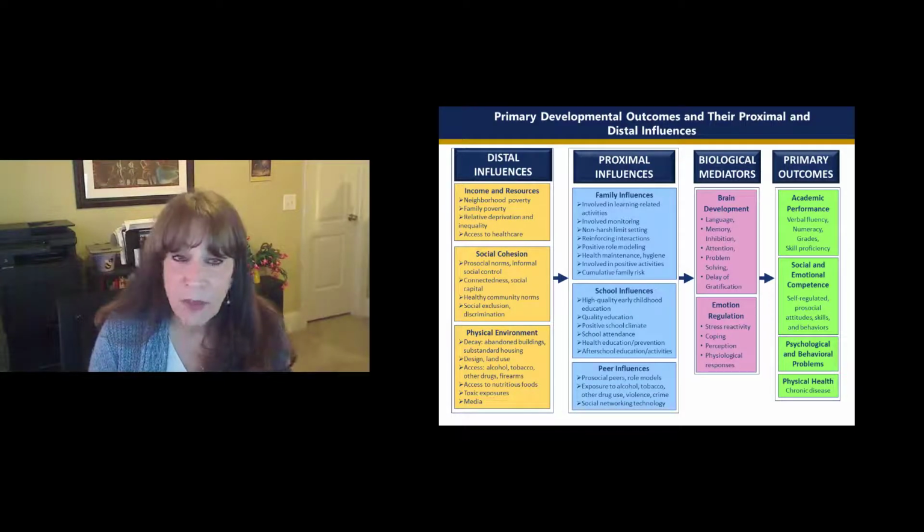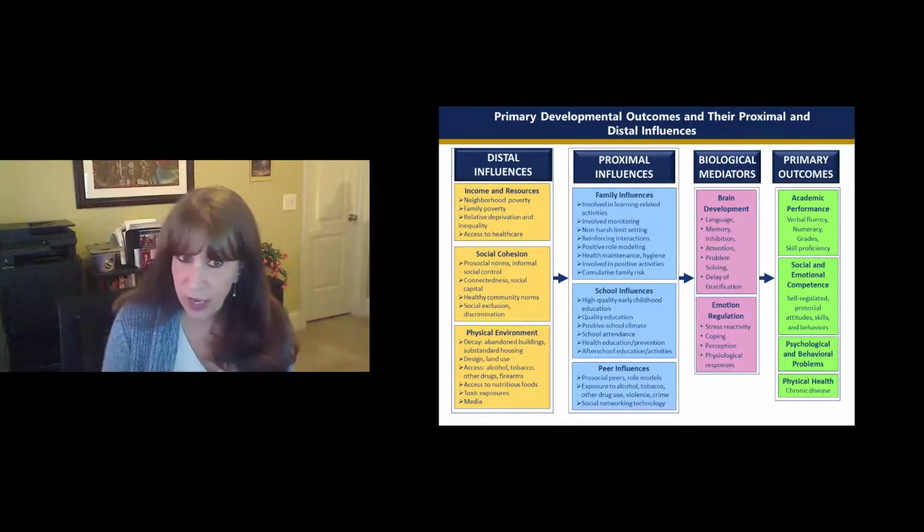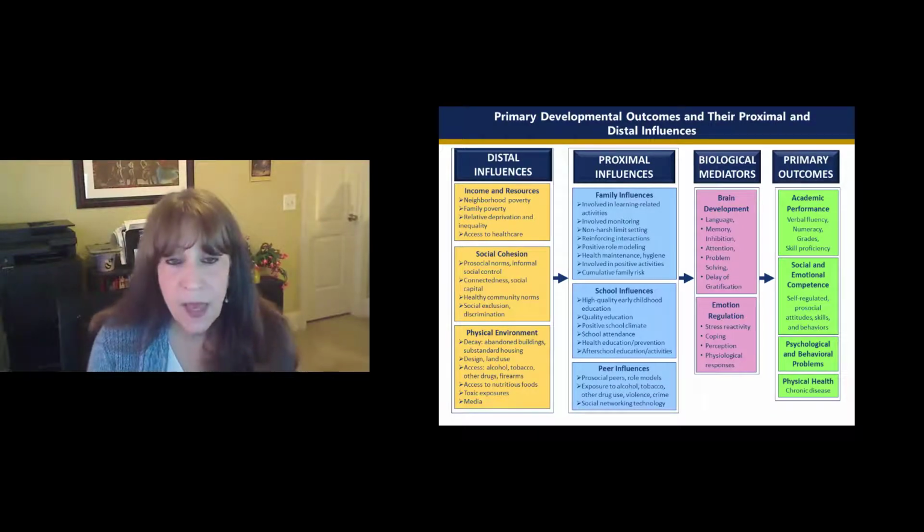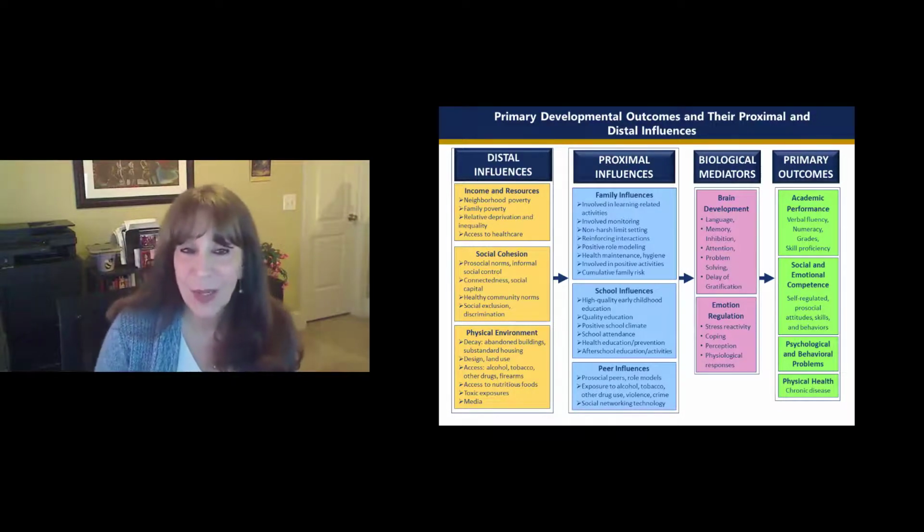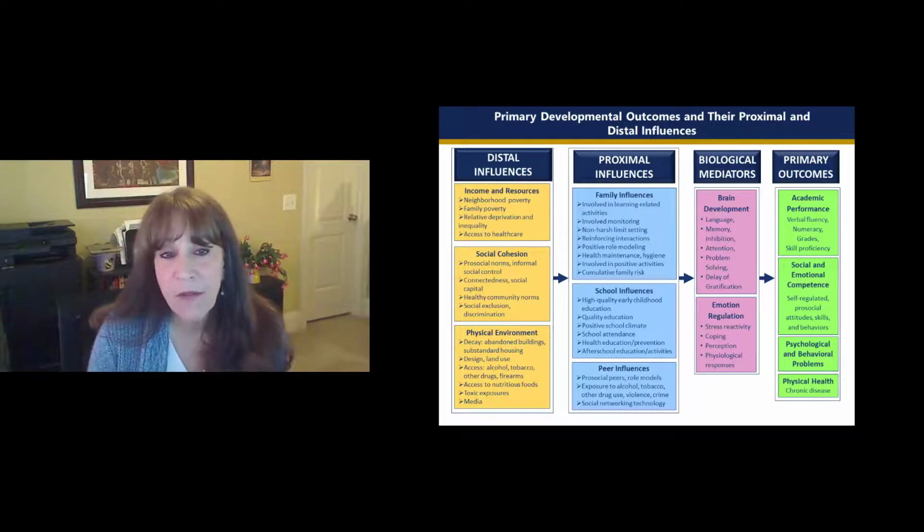These are some of the proximal influences, and this is true, again, for all of us. The proximal influences are within our proximity, in other words. So our family: how involved they are, what kind of discipline they receive, etc. School: is there a high quality education? Do they attend school? Is there a positive school climate? Are there activities within their schools? And then finally, peers. Pro-social peers, exposure to alcohol, social networking, etc. So those are in that bucket, if you will.